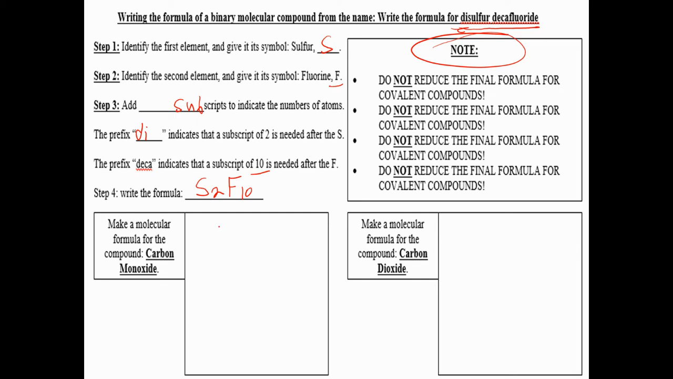Let's do another one. So carbon monoxide, no prefix in front of the carbon, that means 1. Monoxide, mono means 1. Carbon dioxide, no prefix in front of the carbon, means 1. Dioxide means 2.